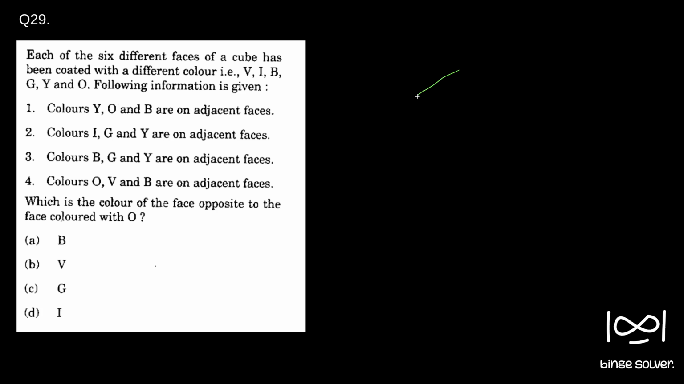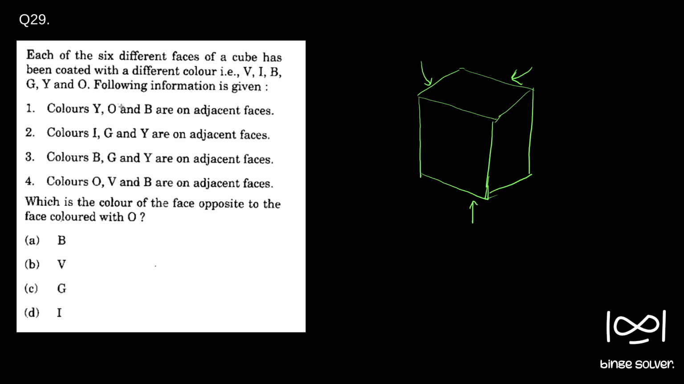So we'll just draw a random cube. So this is a cube. Now in this cube there are three faces visible and three are invisible. So this is a face here, there's a face here on this side, and on the bottom there is a face. I will just mark this with an arrow to avoid confusion. So let's randomly fill in the information given.